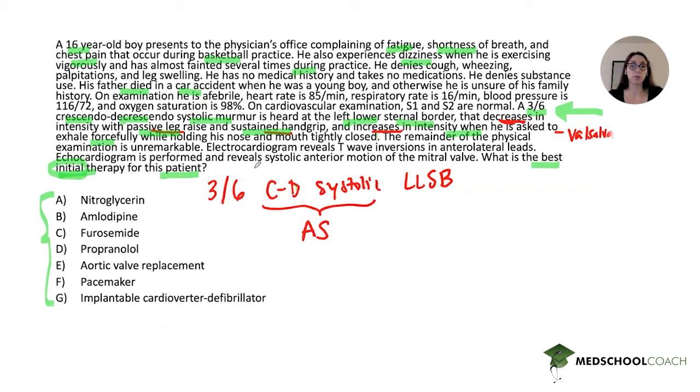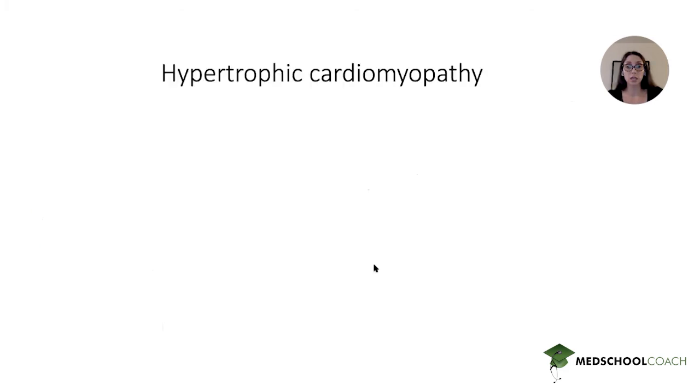Similarly, echocardiogram is performed and reveals systolic anterior motion of the mitral valve. So this is also there. It certainly helps with the diagnosis of HOCM, but you can answer the question without even understanding what this means. But this is here because it's also meant to help with the learning point of what is the underlying pathophysiology of HOCM, and so we'll come back to that in a moment. So let's review a little bit more about HOCM because there's a lot you need to know for the boards for this diagnosis. So hypertrophic cardiomyopathy.